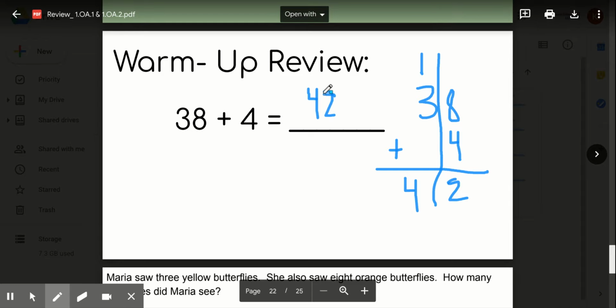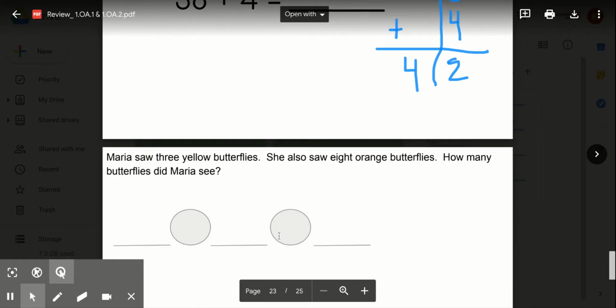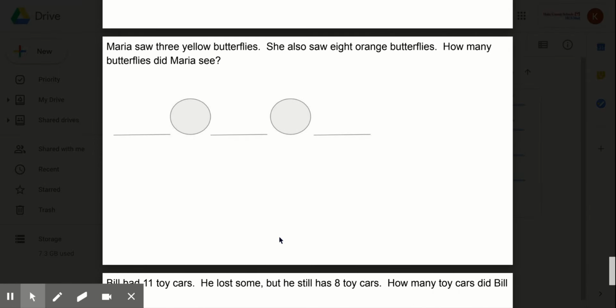All right, now let's move on to our word problems. This is an I do, so I'm going to read and solve as you watch. Maria saw 3 yellow butterflies. She also saw 8 orange butterflies. How many butterflies did Maria see?